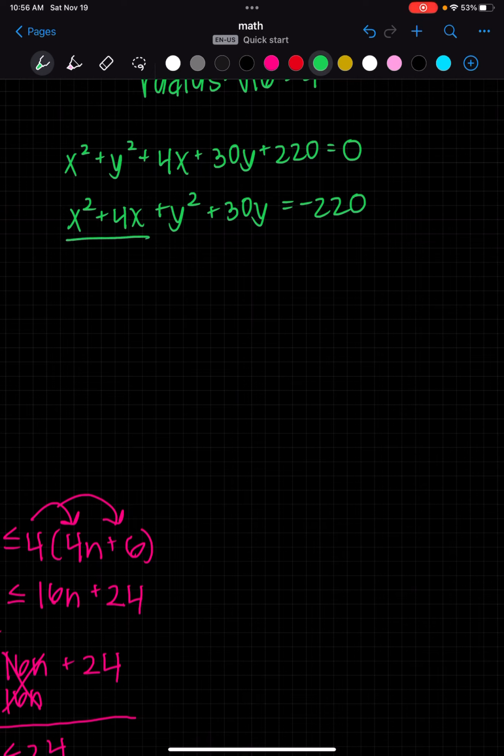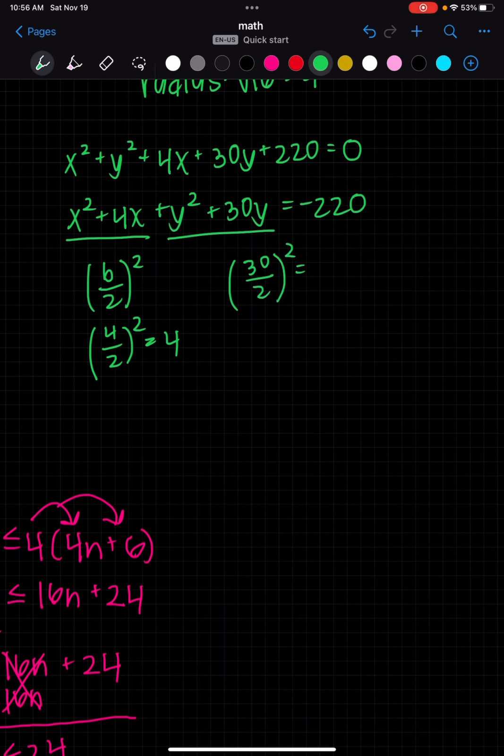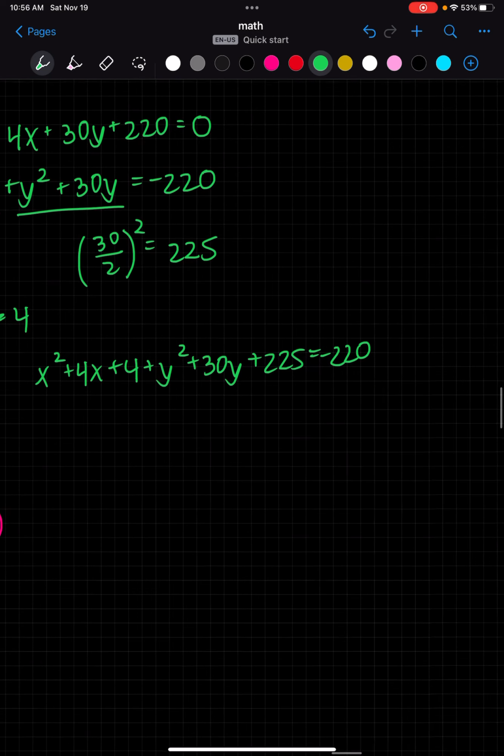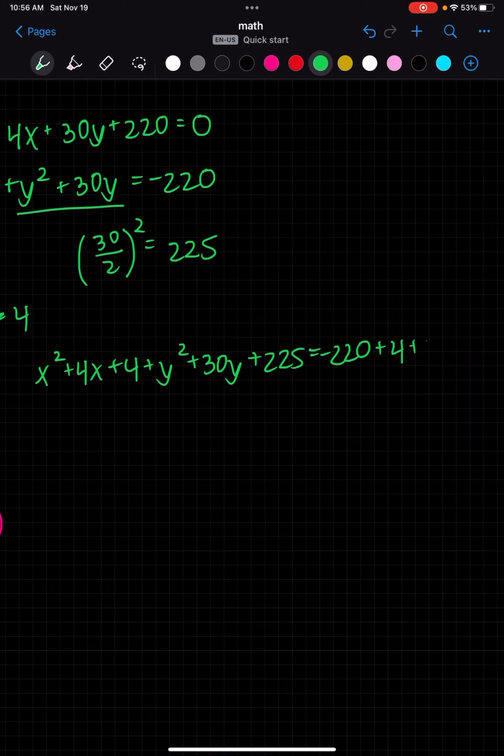Now, if you notice, this chunk and this chunk are kind of like what we started with the parabolas. So we're going to use that b over 2 squared, the completing the square formula, for both the x's and the y's. So for the x's, you'd have 4 over 2 squared, which is 4. And then for the y's, you'd have 30 over 2 squared, which is 15 squared, which is 225. Okay, so then I'm going to add that to both sides. So I'd get x squared plus 4x plus 4 plus y squared plus 30y plus 225 equals -220, but then I have to add those other things to the other side, so plus 4 plus 225.